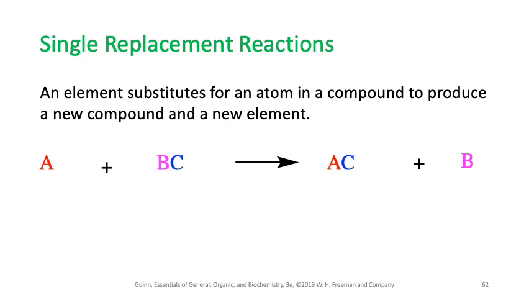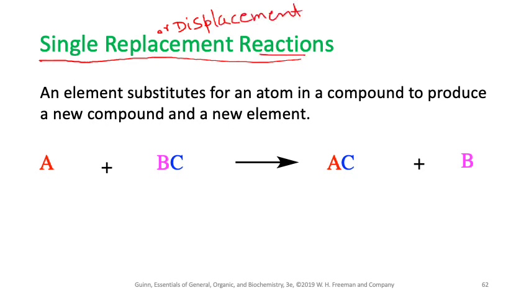This is the third type of chemical reaction, called single replacement, which we can also call single displacement reaction. In a single replacement or displacement reaction, an element substitutes for an atom in a compound to produce a new compound and a new element.